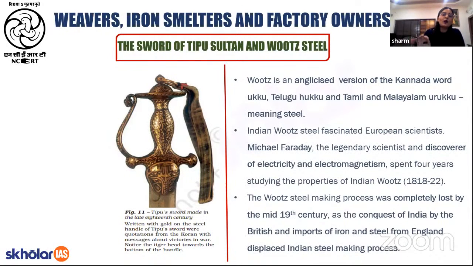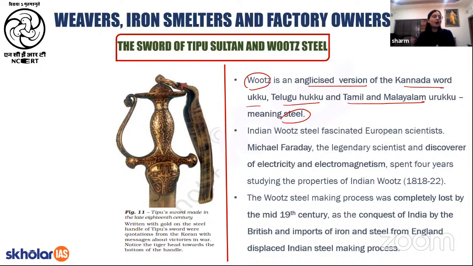Now students, we are going to talk about the extent of fame that wootz steel had all over the world, and also the origin of the term wootz. Basically, wootz is an anglicized version of the Kannada word ukku, Telugu word hukku, and the Tamil and Malayalam word urukku, which all correspond to the term steel. So it's an anglicized version of all these terms.